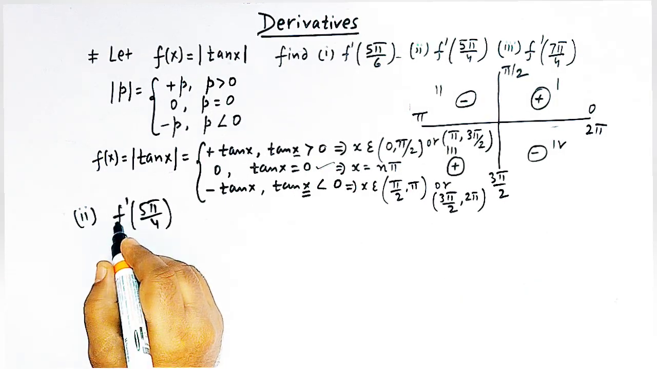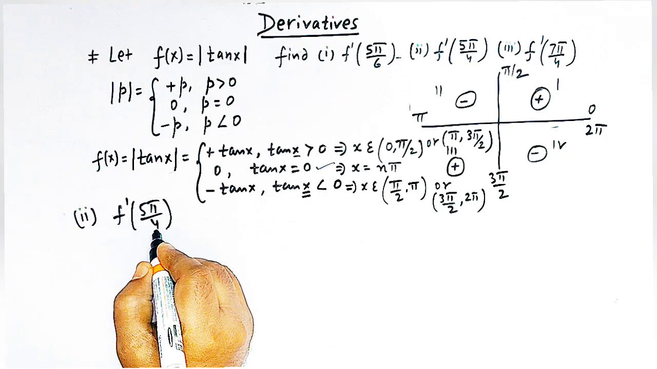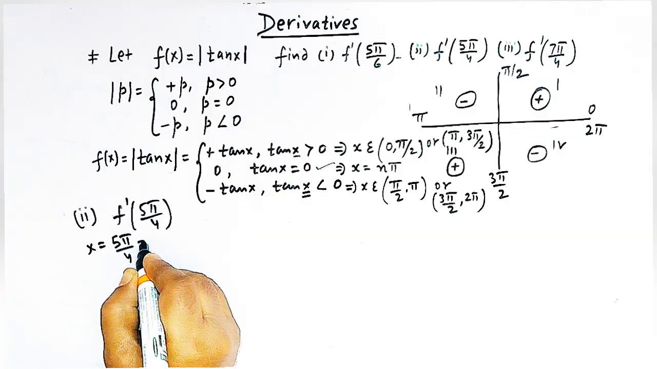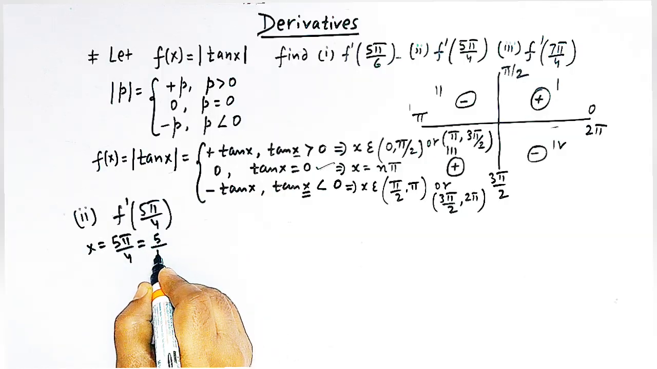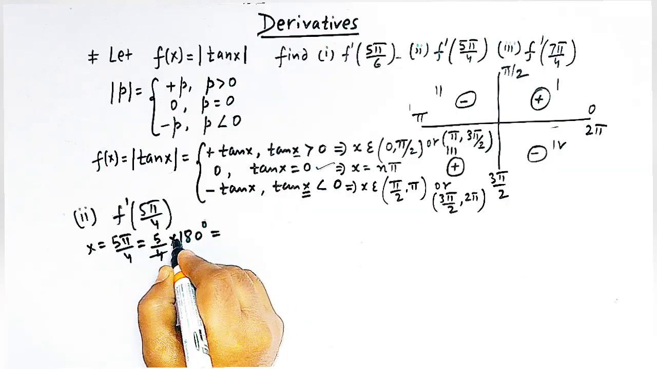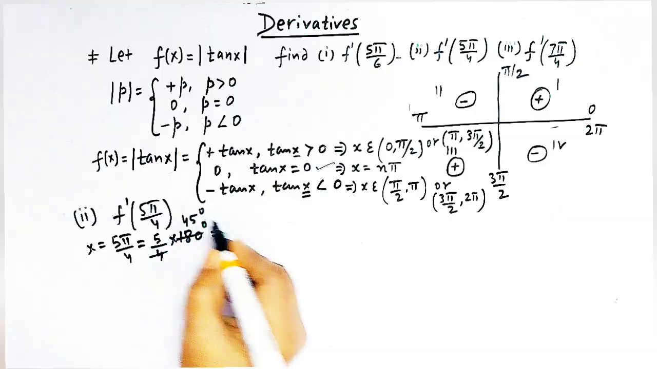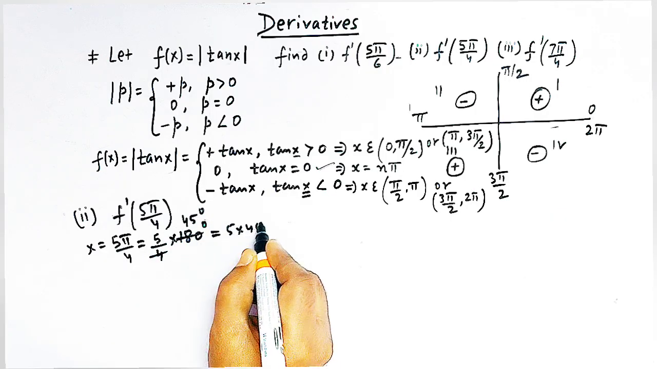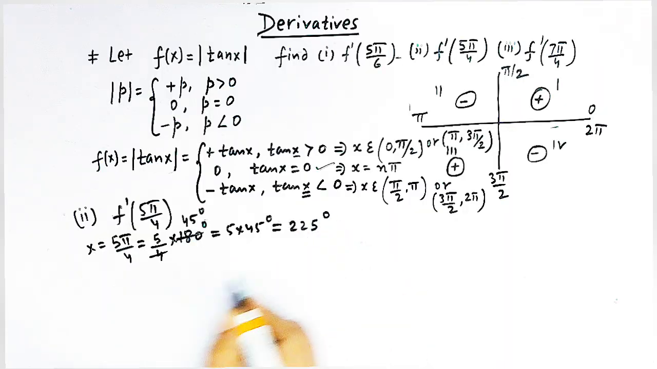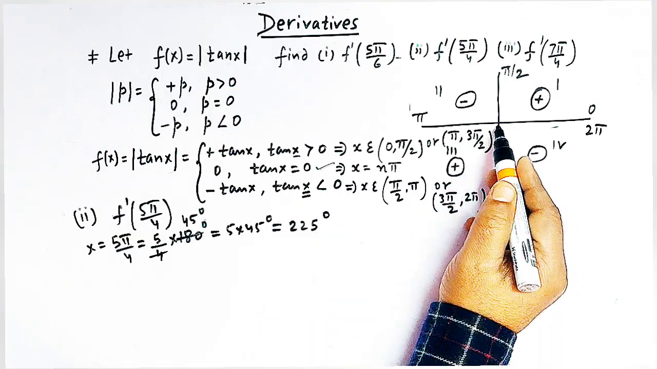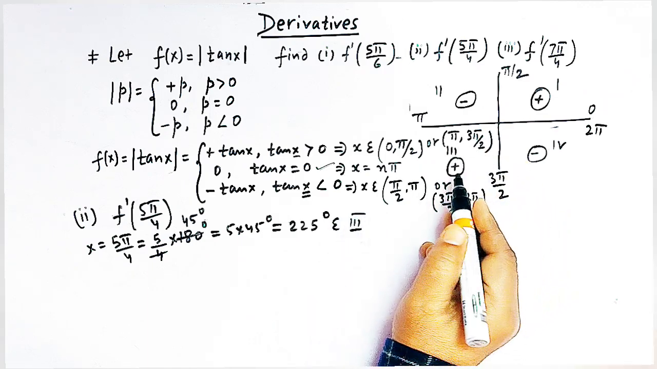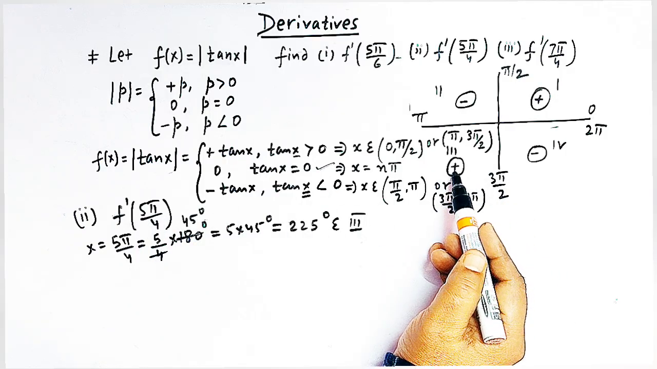So now let us find out the value of f prime of 5 pi over 4. Now here the value of x is 5 pi over 4, and again we can convert it into degrees. So pi radians is equal to 180 degrees. So here we have 45, and 5 times 45 degrees is 225 degrees, and 225 degrees falls in the third quadrant, right? And in the third quadrant the tangent function is positive, right?